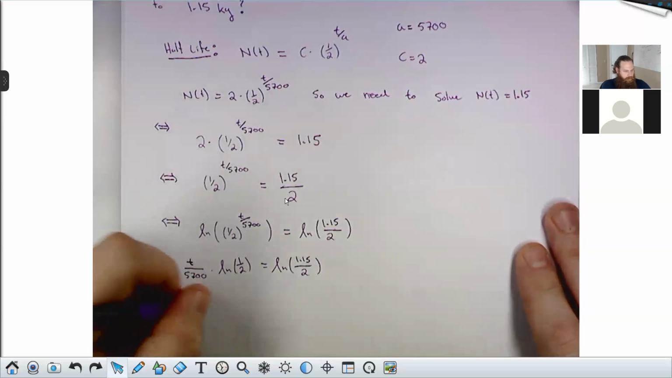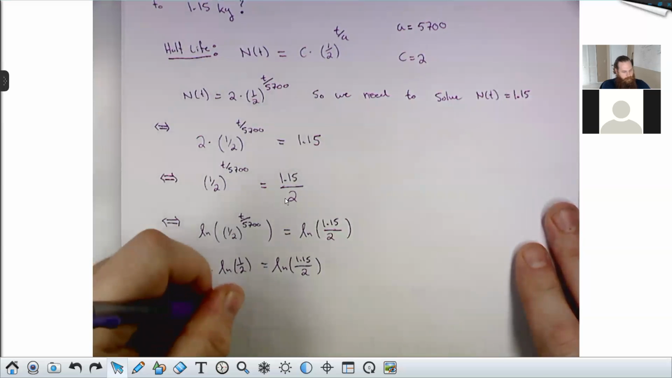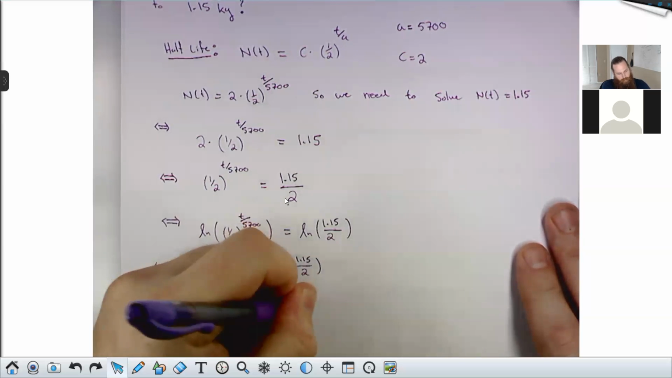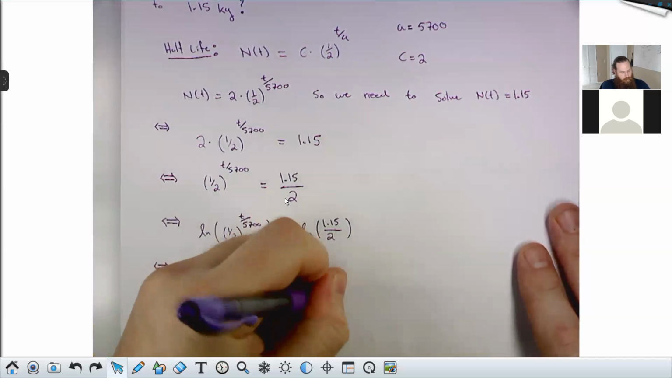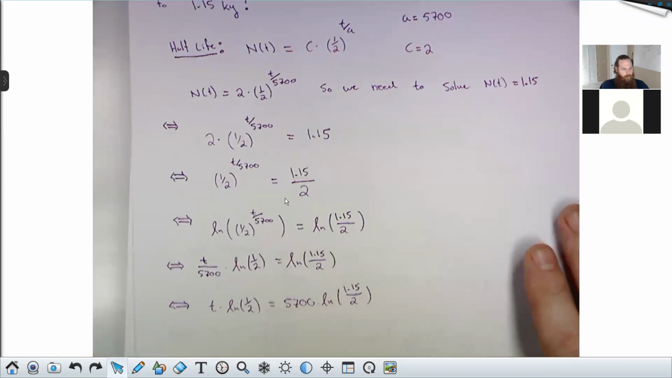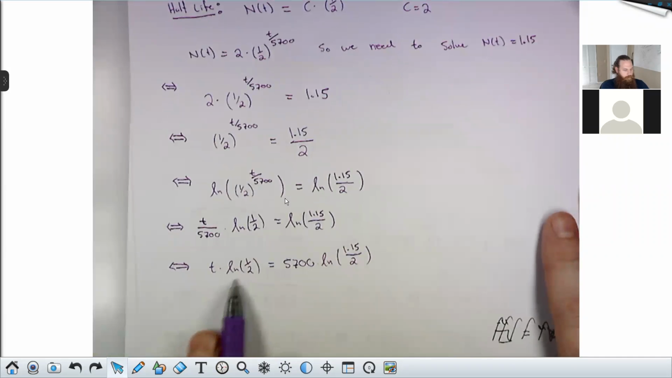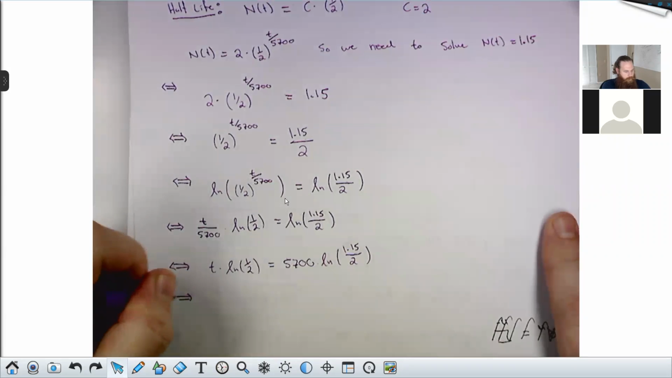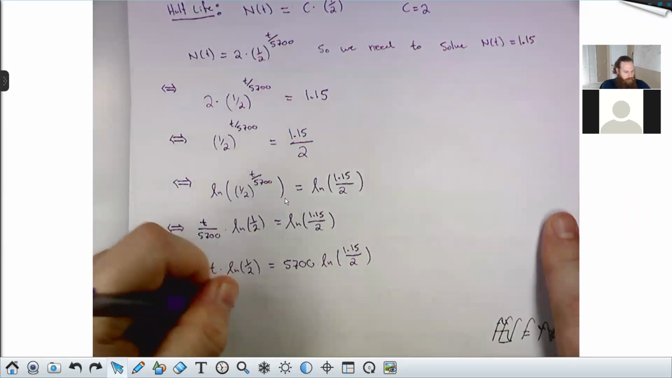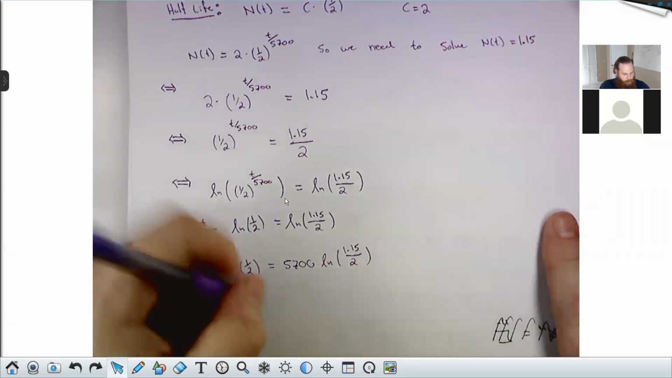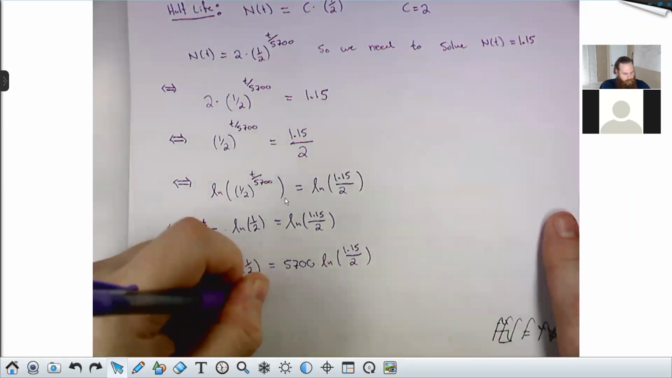So this is the same as saying t times the natural log of 1/2 is equal to 5,700 times the natural log of 1.15 over 2. And then finally, I'll divide both sides by this constant. And as long as you do things carefully, don't go canceling things that don't cancel, like never try to cancel the ln's, those don't cancel. Don't try to cancel the inside of the logarithms, that doesn't work. You gotta just leave everything as it is.